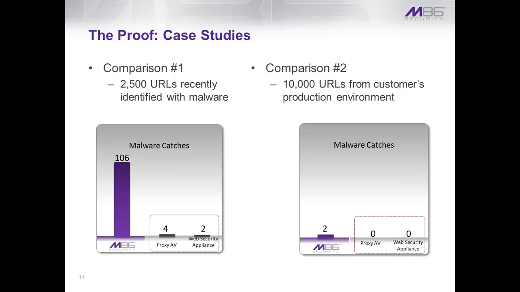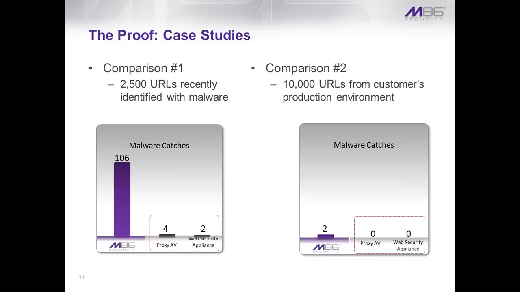Although this outcome is to be expected when a reactive list-based technology such as that used by the 2 competitive vendors is compared to real-time, intelligent security like we have, the vendors of the low-performing solutions asked for a second side-by-side. They said, let's do a do-over. This time, they went to 10,000 URLs that were selected from the 100,000 user organization's production environment. This represented a snapshot of general browsing activity within the organization. These were not necessarily URLs that recently had been infected or identified as carrying malware. And the results of the second test came back with no blocks by either of the 2 competitive solutions, but with 2 blocks by M86 Security.